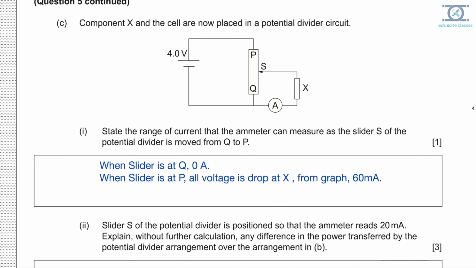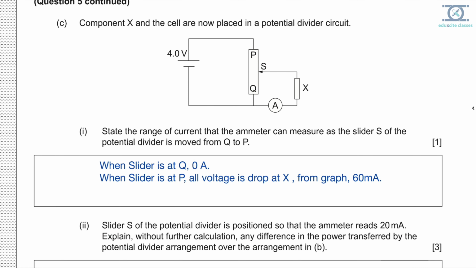Now the C part: component X and the cell are now placed in a potential divider circuit. Now this is the cell and this is the component X. This is a potential divider circuit. State the range of the current that this ammeter can measure as the slider S of the potential divider is moved from Q to P. So we know that when the slider is at Q, there is no potential drop.